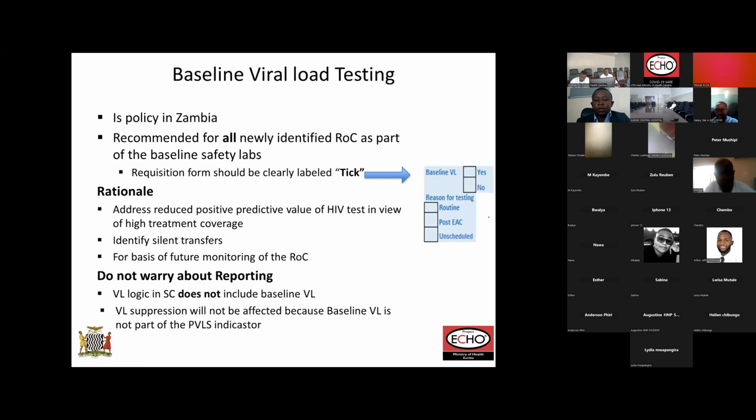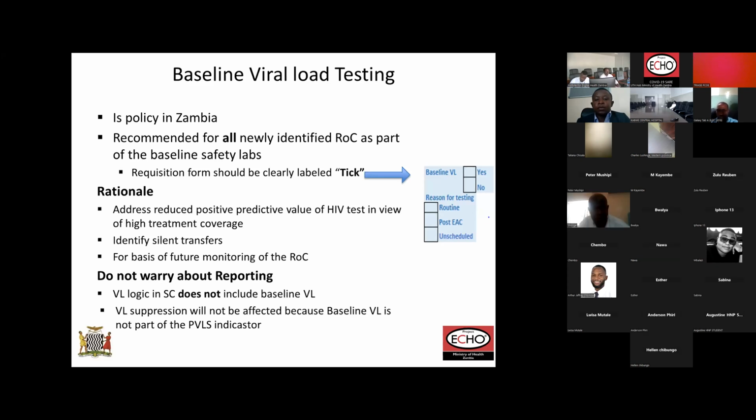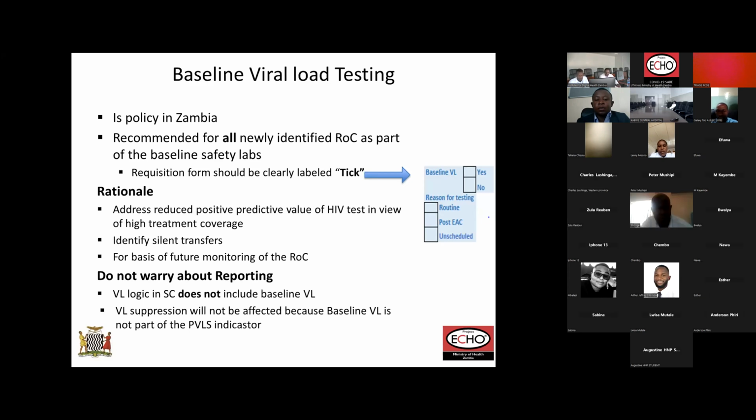So to start with, we thought we should share a slide on baseline viral load testing because we have had a number of questions and because this is a policy now in Zambia. As we are all aware, there was a memo and in the upcoming 2022 Zambia Consolidated Treatment Guidelines, this will be featured. So it is recommended for all newly identified recipients of care as part of the baseline safety labs.